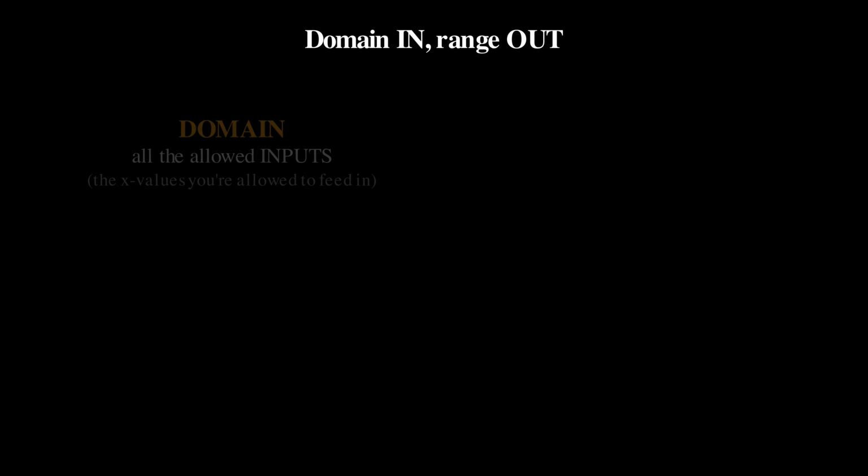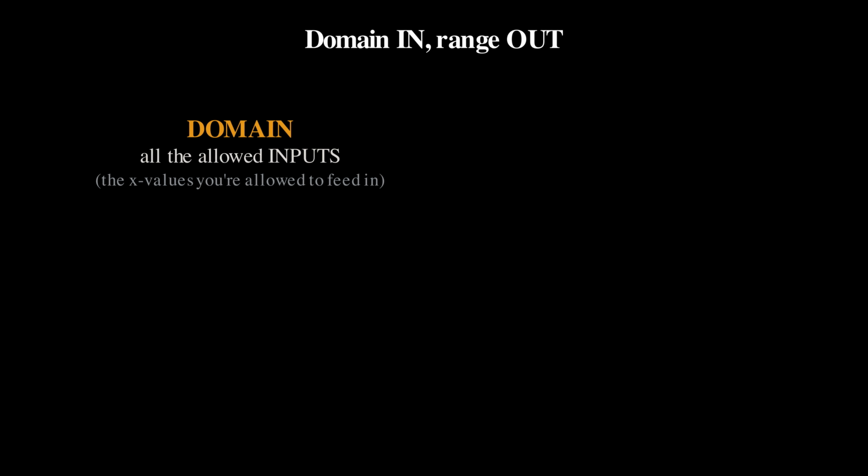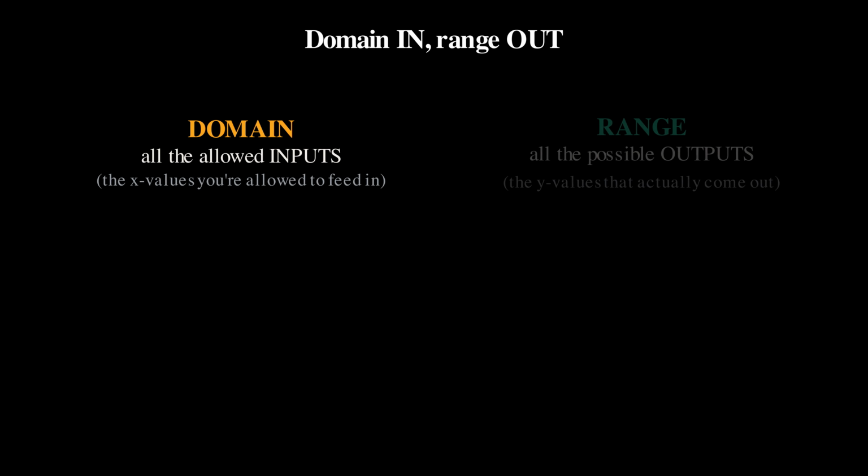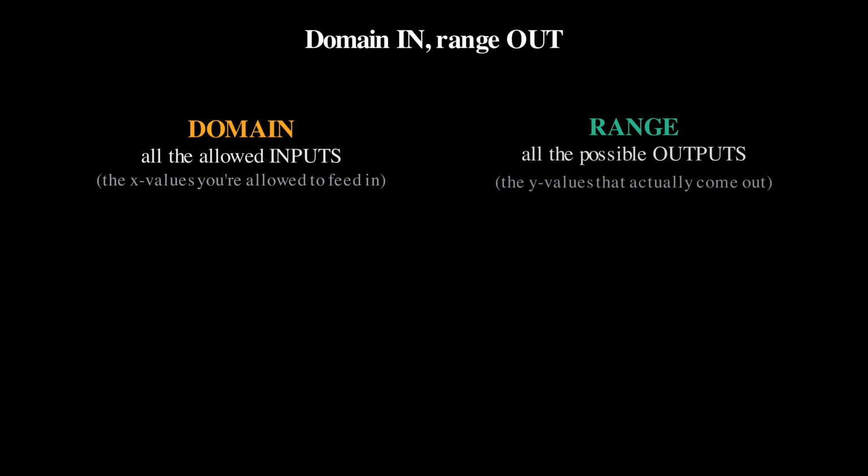Every function comes with two sets. The domain is all the allowed inputs. The x values you're permitted to feed into the machine. The range is all the possible outputs. The y values that actually come out. Domain in, range out. Mix those two up, and you'll lose easy marks. So keep them straight. Inputs, then outputs.